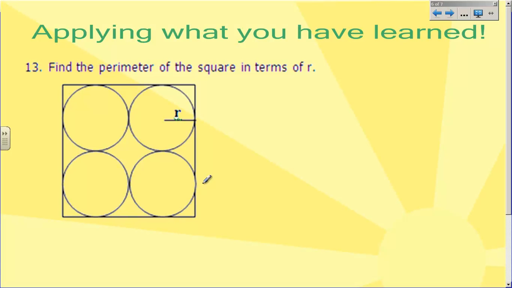Let's do one more. This one's a pretty important question. Problems like this show up on the homework, on tests, on benchmarks, so I want to make sure that you get it. Number 13 says to find the perimeter of the square in terms of r, which means that r has to be in my expression. You see that r is the radius of a circle. Well, if r is the radius of a circle, then the diameter is 2r because it takes 2 of them.